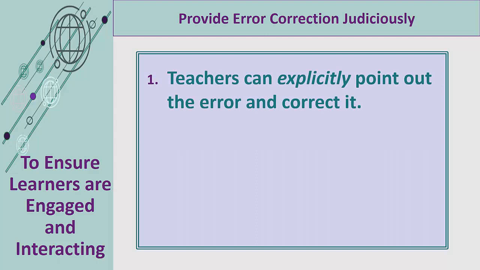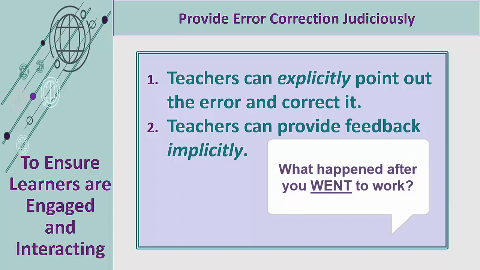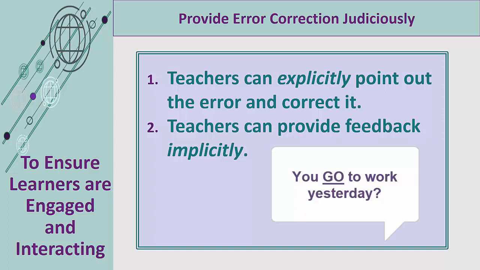They can explicitly point out the error and correct it. For example, when a student says, "I go to work yesterday," the teacher might simply and directly say, "You went yesterday." But teachers can also provide corrective feedback implicitly by recasting or restating correctly. "What happened after you went to work?" Or by drawing the student's attention to the error but not necessarily correcting it.